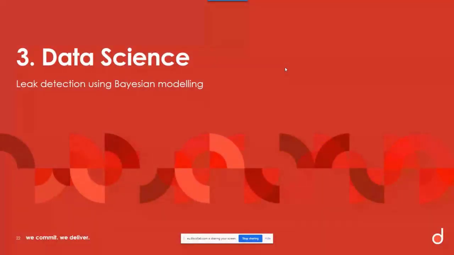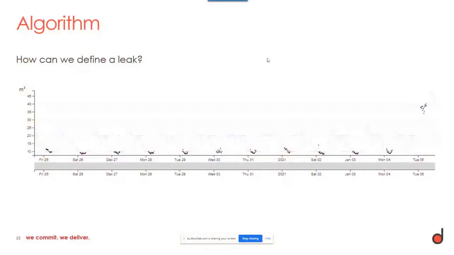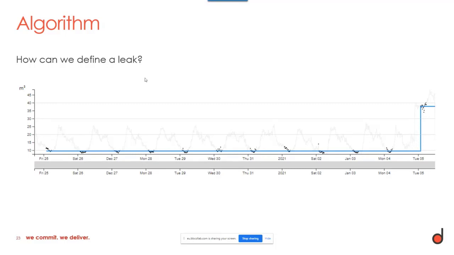Then the next part is data science: leak detection using Bayesian modeling. First, we have to start with how we can define a leak. Generally, it's always the same thing. We have a certain volume level and you sample data every day.